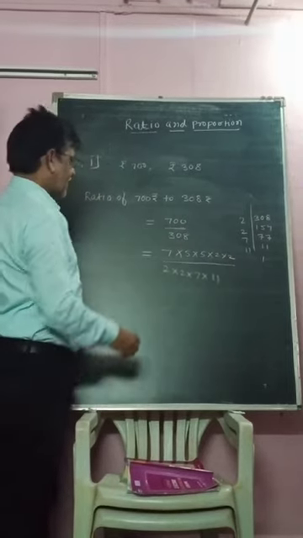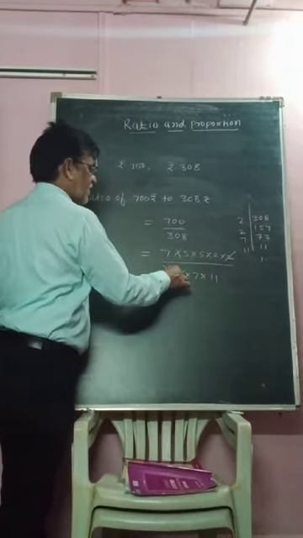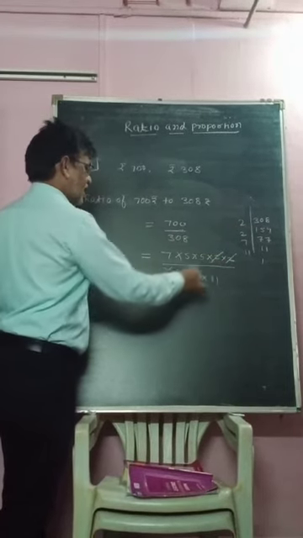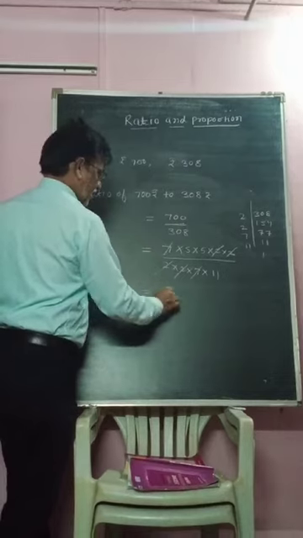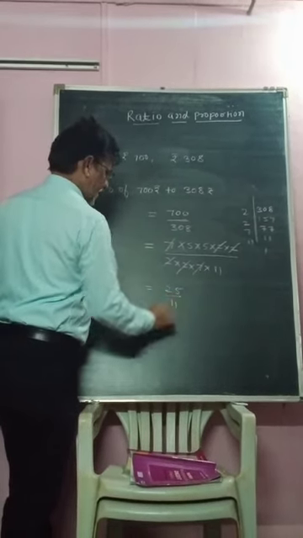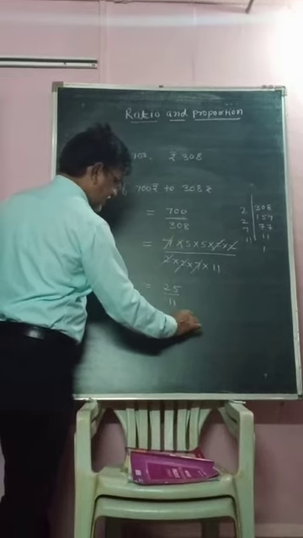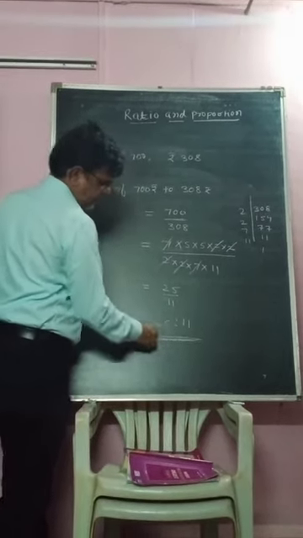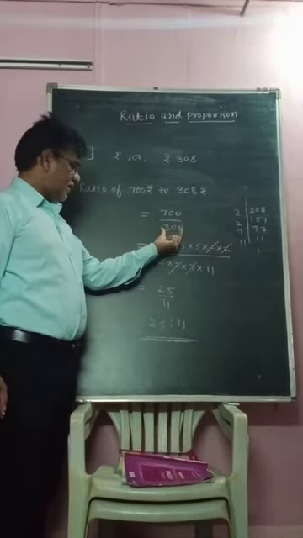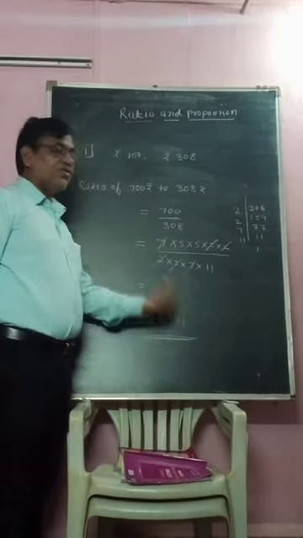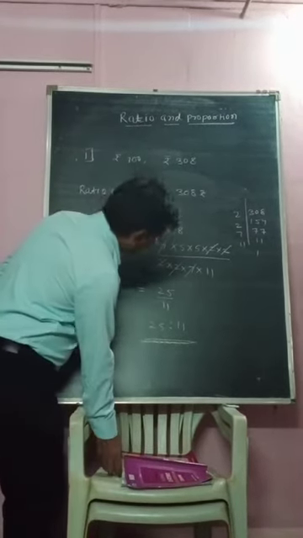Now what to cancel? See, here 2 is there, here also 2 is there. Here 2 is there, here also 2 is there. Here 7 is there, here also 7 is there. So you get 25 by 11. This is the reduced form. 25 is to 11. This is your final answer. Okay, in reduced form. The ratio is 700 by 308, but the reduced form is 25:11.